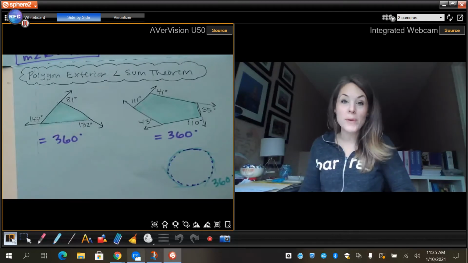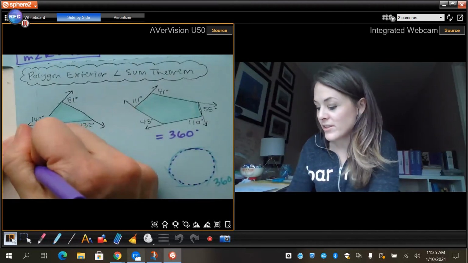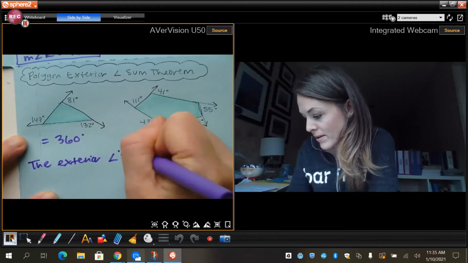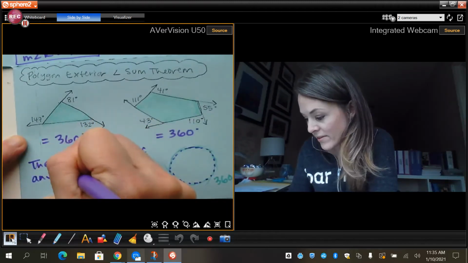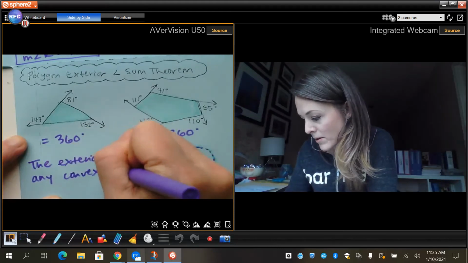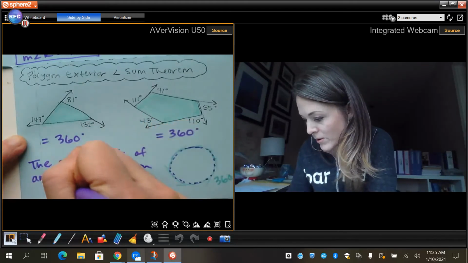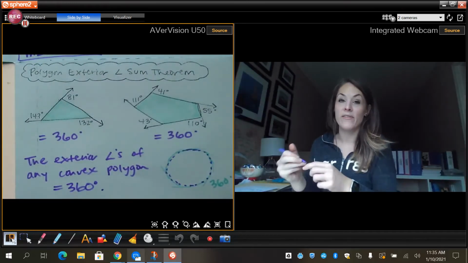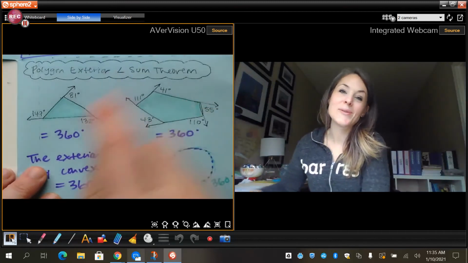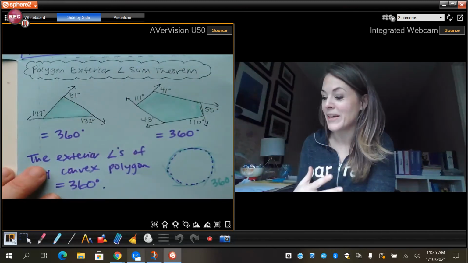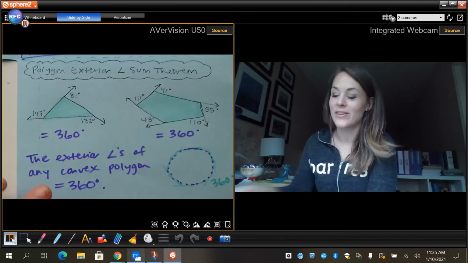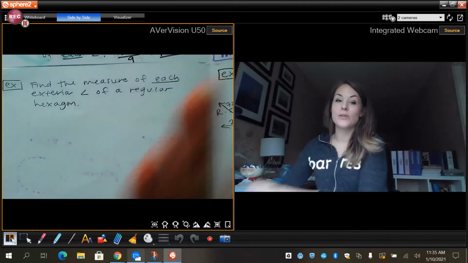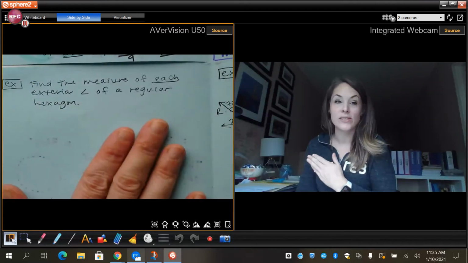So no matter how many sides your polygon has, the exterior angles of any convex polygon will equal 360 degrees. Okay, no matter how many sides you have. Okay, all right. So these ones are easier than the interior angles because you don't really have to figure it out. It's always 360. Okay, so we're going to look at how that makes sense, so you can see it a little bit better and use it to solve a problem.